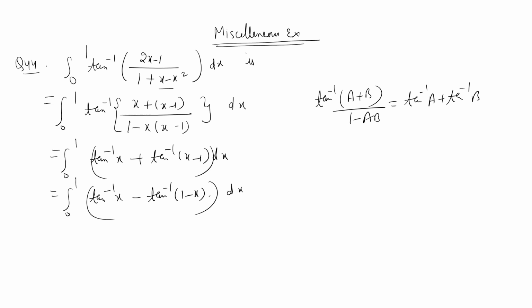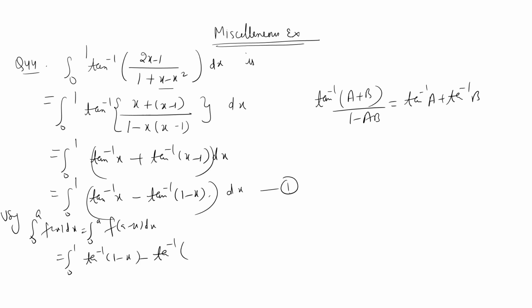Now to this, let us apply the property integral 0 to a f(x) dx is equal to integral 0 to a f(a minus x) dx. So it is going to be integral 0 to 1 tan inverse (1 minus x) minus tan inverse (1 minus, now 1 minus x will be your 1 plus x) like this. You will shortly understand why we have substituted in that way: tan inverse (1 minus x) minus tan inverse x.